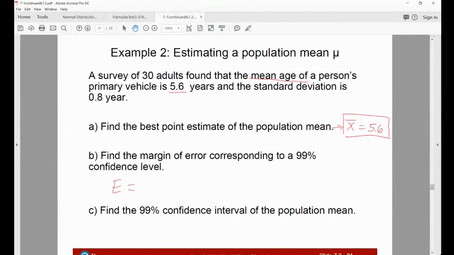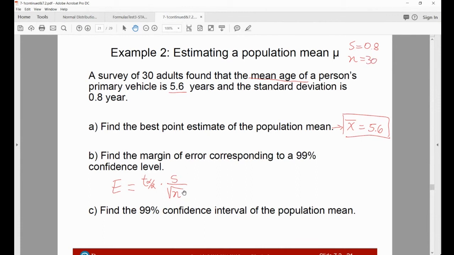So the formula for the margin of error when estimating a mean is the critical value T times the standard deviation divided by the square root of n. So what's the standard deviation? What's the value of S in this example? 0.8. And what's the value of n? What's the sample size? 30.